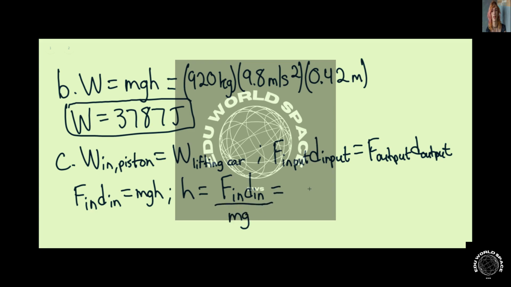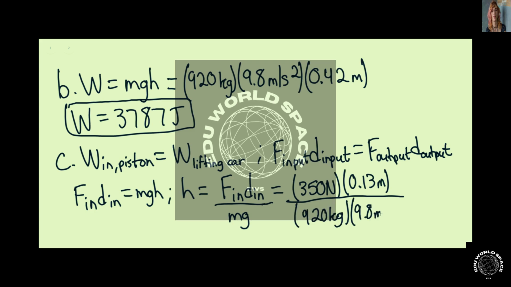And so let's solve. So this is going to be 350 newtons times 0.13 meters divided by 920 kilograms, and then times 9.8 meters per second squared. And so h is going to equal 5.05 times 10 to the negative third meters. So this would be your answer for part C.